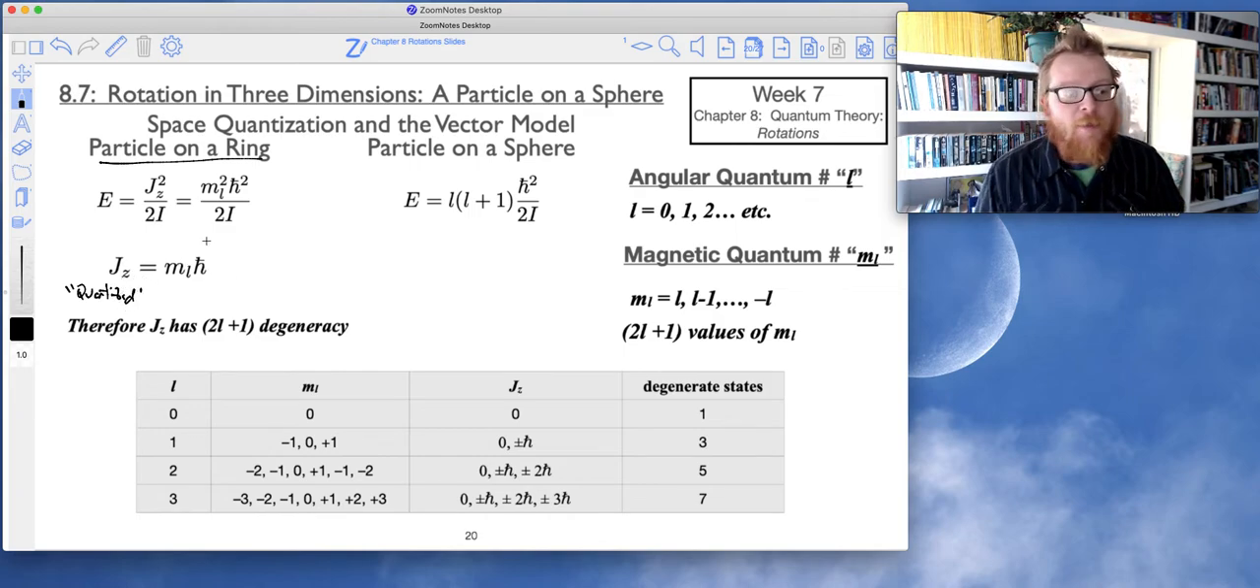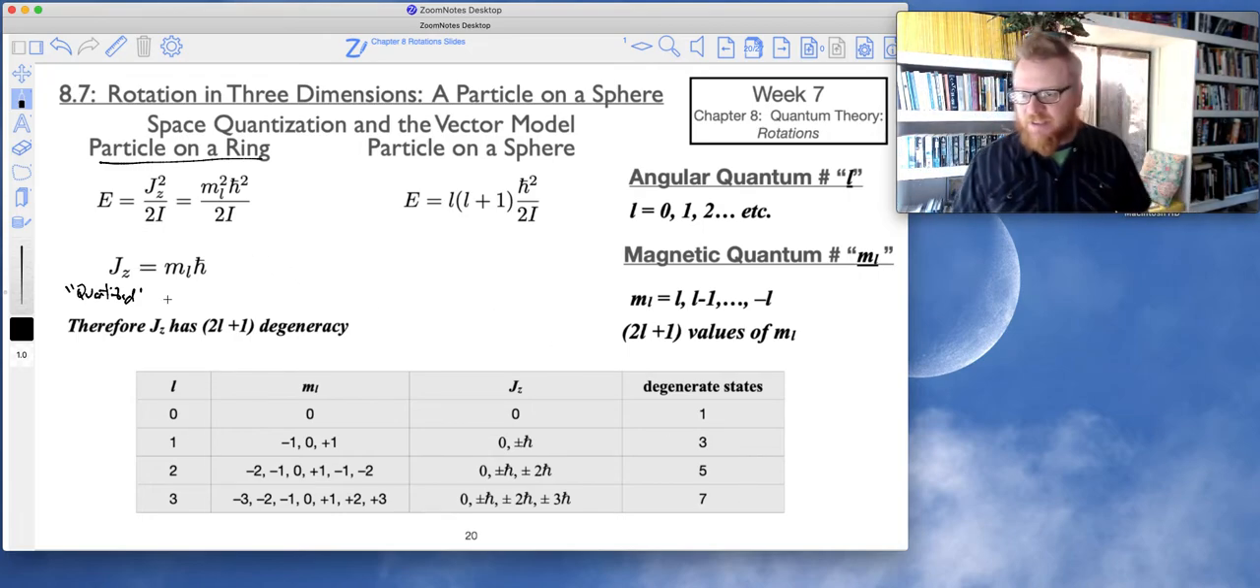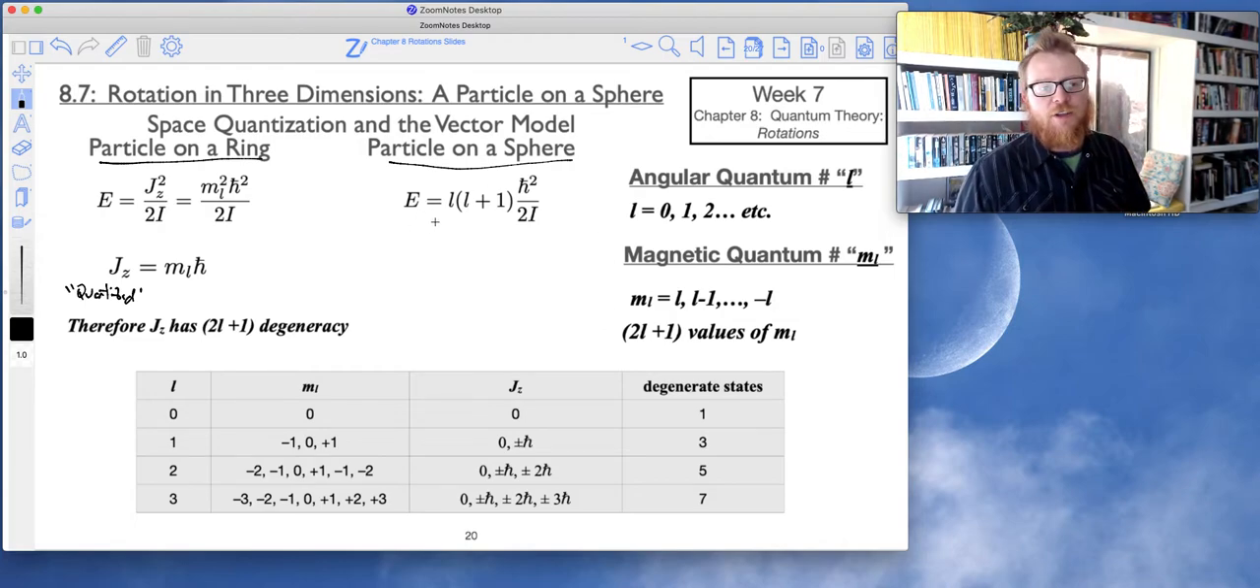is mlh bar. And specifically, I know it's a J sometimes and an L sometimes, but capital JZ is specific to the angular momentum on this Z dimension for a particle rotating on a ring. Okay, we get mlh bar values. So when we did particle on a sphere, we got that the energy solution is L times L plus 1 times h bar squared over 2 times I.